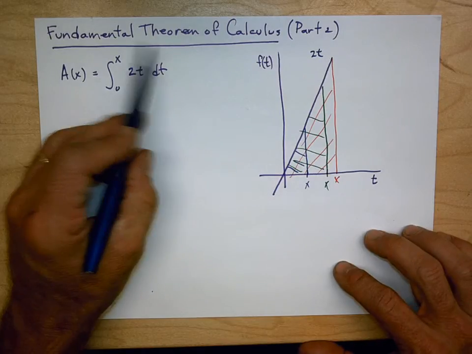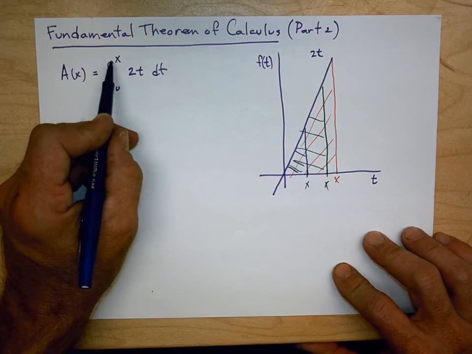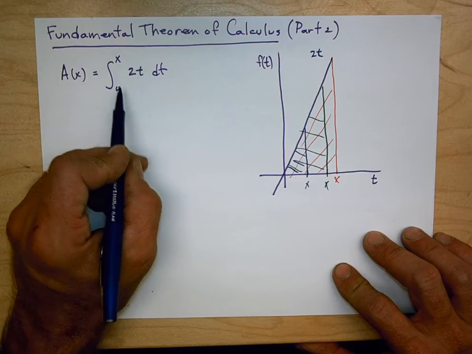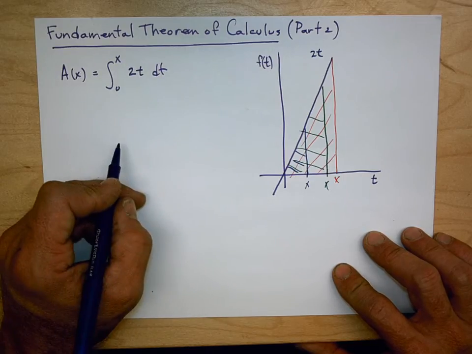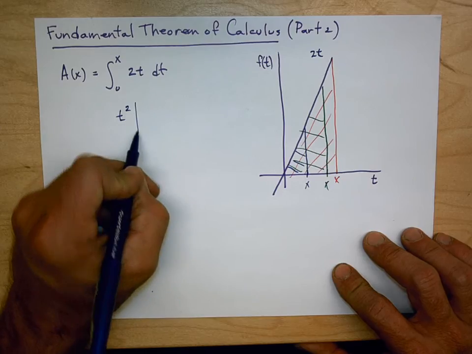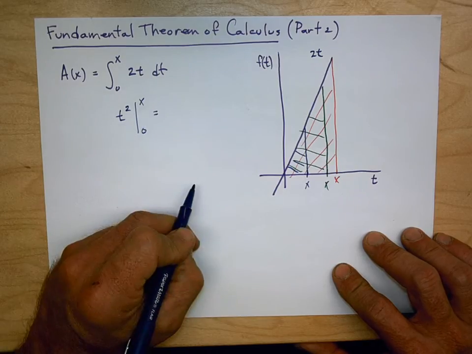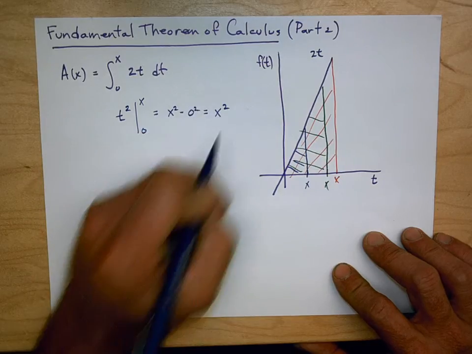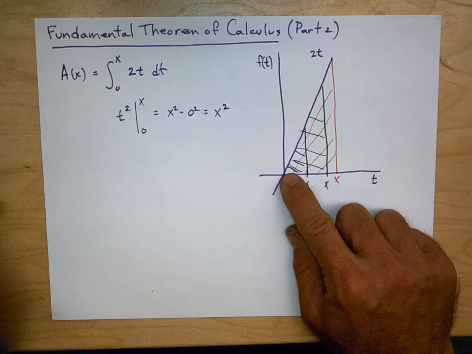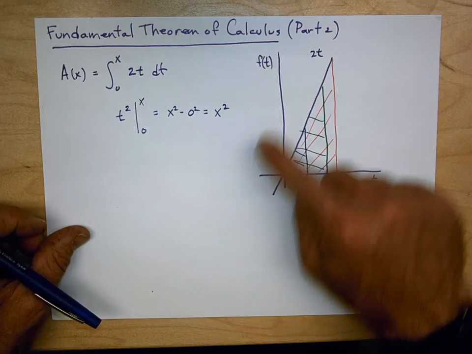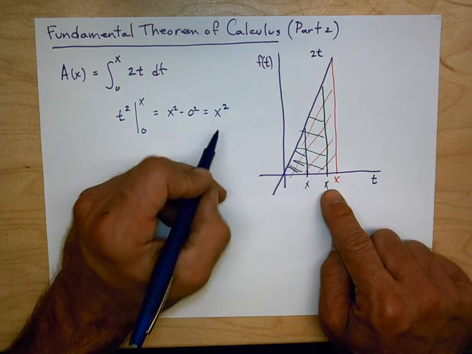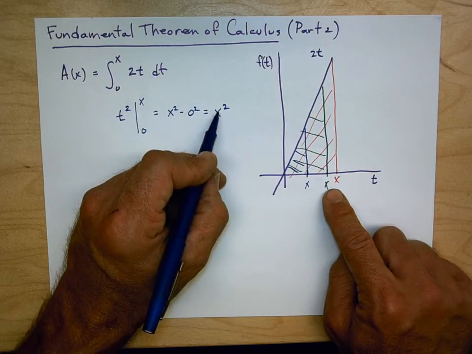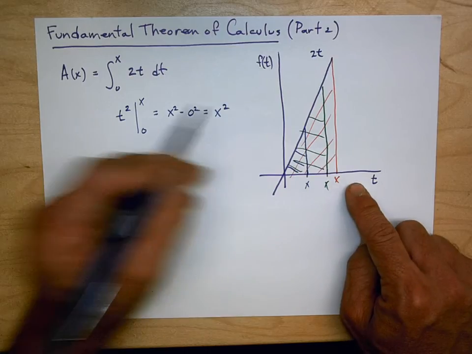So now I want to go further with this and look at what happens if we evaluate this. Let's use the first part of the fundamental theorem of calculus, which says that I can find this area by finding the antiderivative and evaluating it at the endpoints. The antiderivative of 2t is t squared, and we evaluate that at 0 and at x. So I end up with x squared minus 0 squared, which is x squared. So in this case, I can find the area underneath this curve for any value of x by simply using x squared. If x is 1, the area is 1. If x is 2, the area is 4. If x is 10, the area is 100.